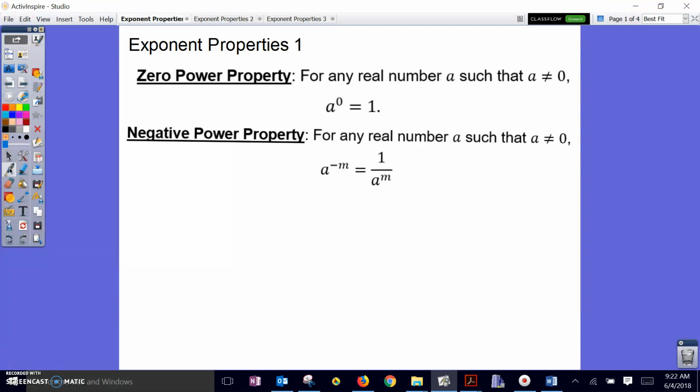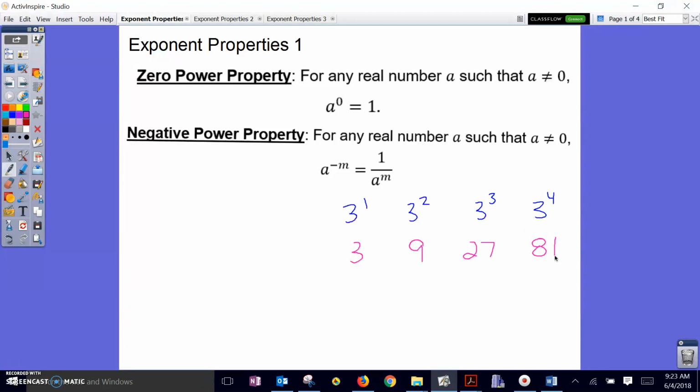Now, why do these properties work the way that they do? Let's stop for a second and examine how exponents work. If we think about 3 to the first power, and 3 to the second power, and 3 to the third power, and 3 to the fourth power, and the values of all of those, 3 to the first power is 3, 3 to the second power is 9, 3 to the third power is 27, 3 to the fourth power is 81.